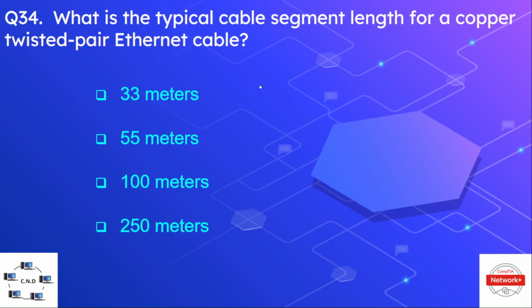Question number 34 is: what is the typical cable segment length for a copper twisted pair Ethernet cable? The options are 33 meters, 55 meters, 100 meters, and 250 meters. The correct option is 100 meters.